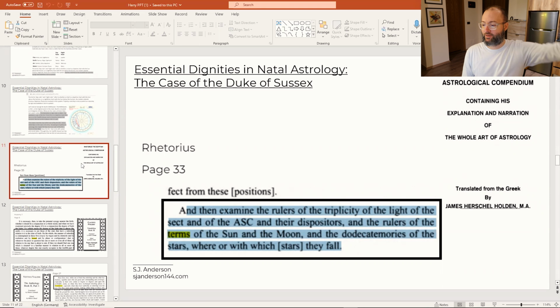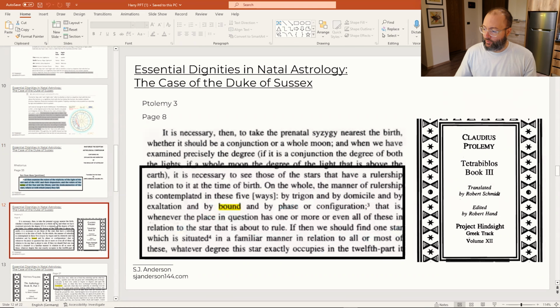He says, and examine the rulers of the triplicity of the light, of the sect, and of the ascendant, and their dispositors, and the rulers of the terms of the sun and the moon. This is for a specific technique, looking at the sect light and the ascendant and trying to get a sense of the nativity. But still, you can see that there's the use of rulership that goes beyond simply domicile rulership.